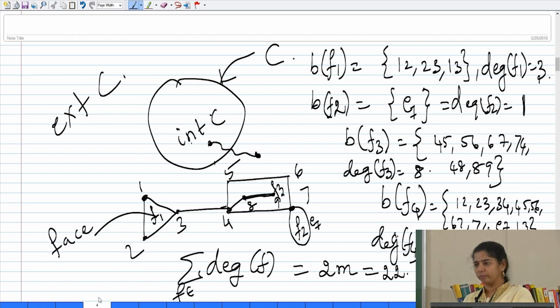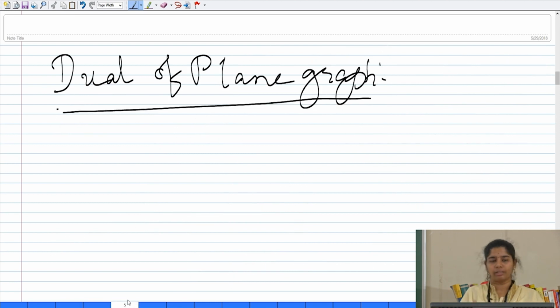So if I want to give a coloring for that, I will also talk about the faces, converting it into vertices, and we can talk in terms of vertex coloring also. Okay, so this is one kind of purpose for dual graphs, but it is not the sole purpose. So what is a dual of a plane graph?